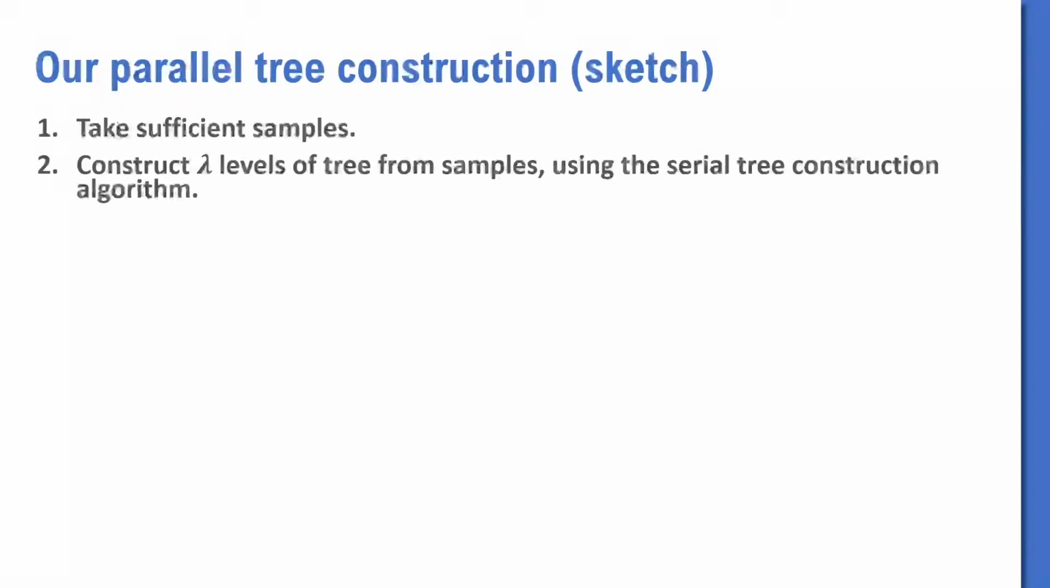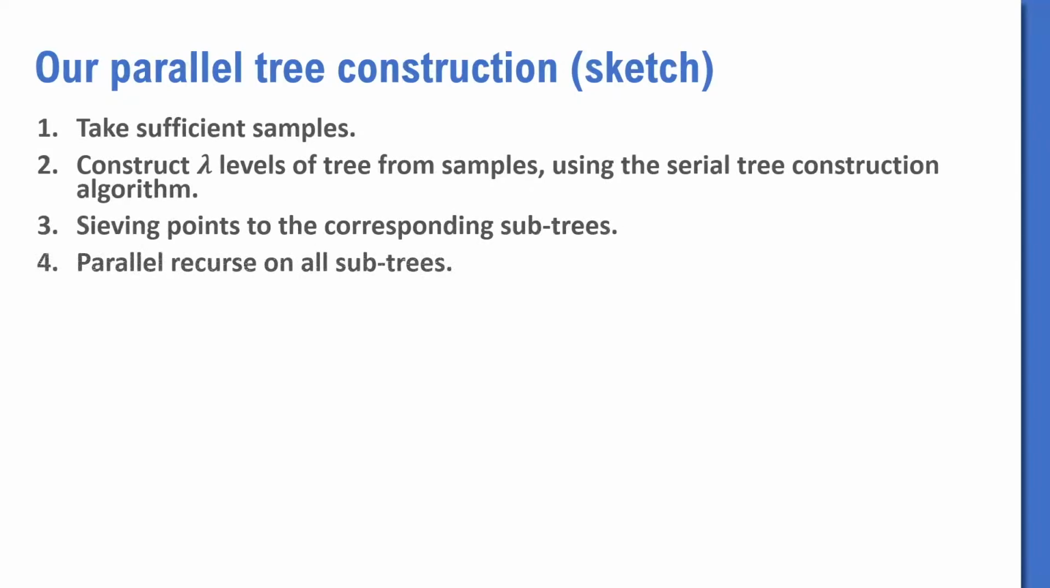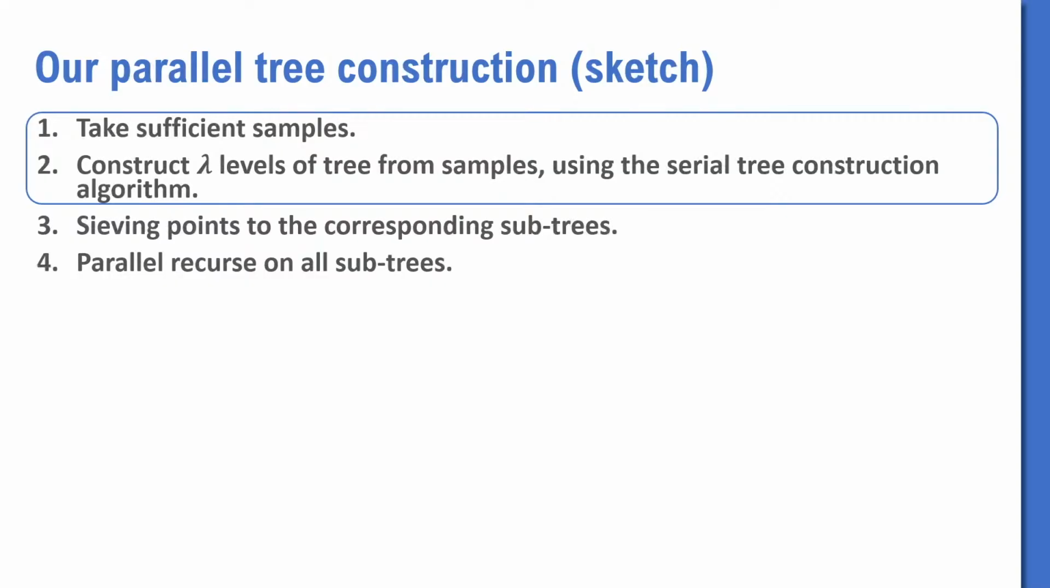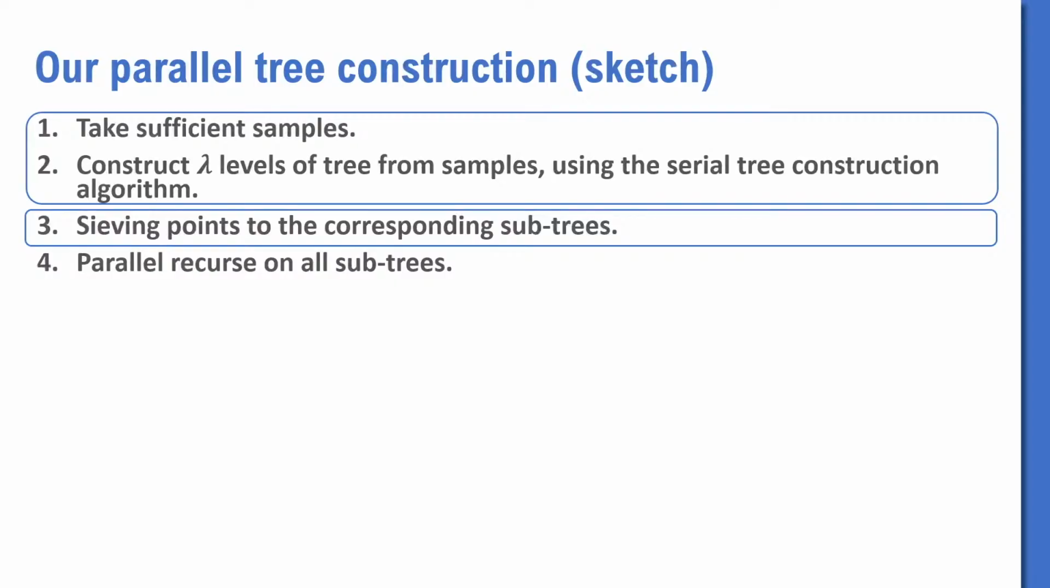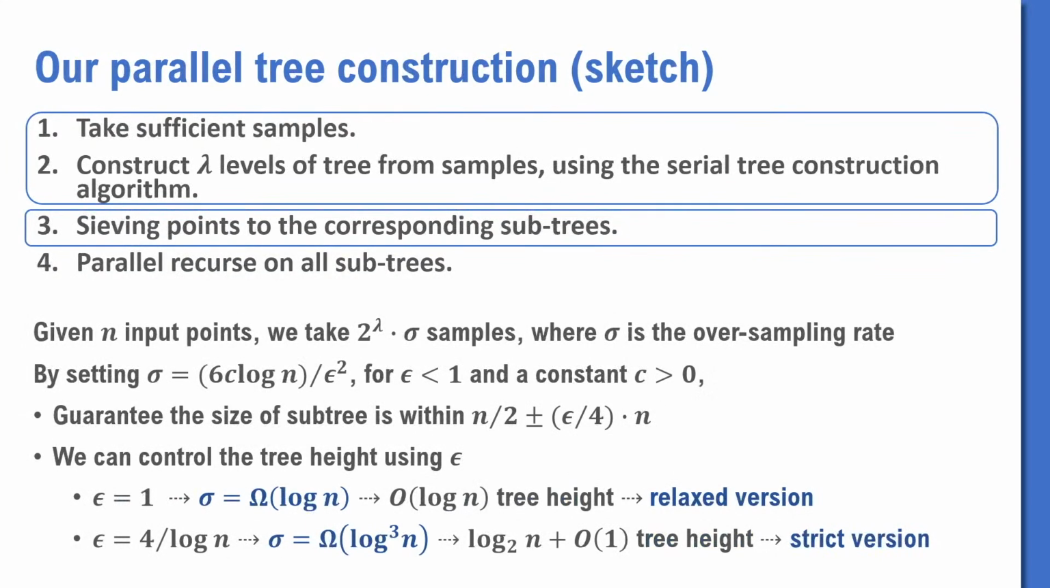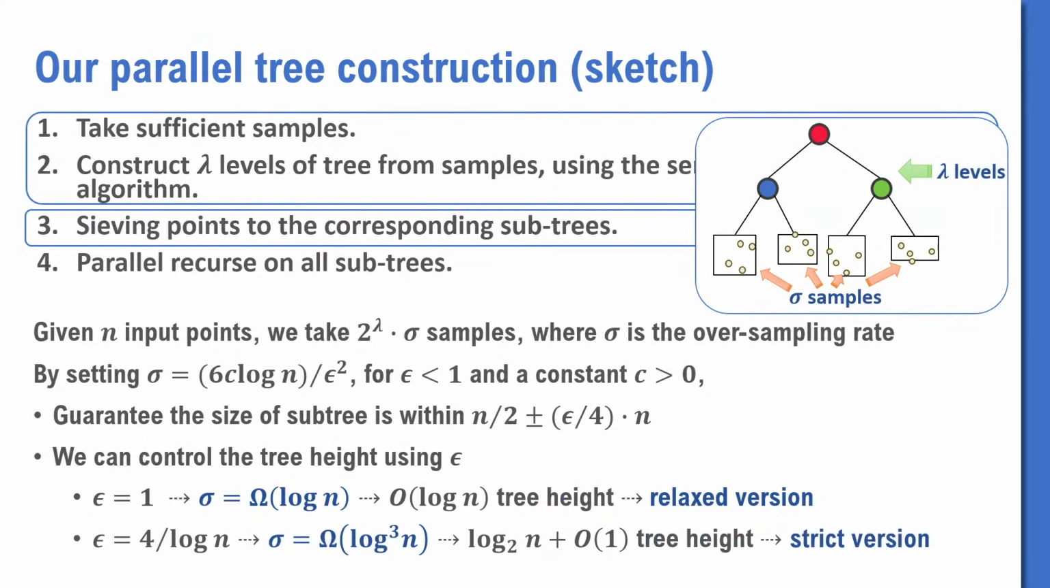With a little more technical detail, we take sufficient samples. We use these samples to build lambda levels, which we call building the treelet, and then we sieve the points into the subtrees and recurse. Since we have a theory audience, there is also some theory in our paper, but I'm not going to read it. I have an illustration here. Now you want to build lambda levels, so you have 2 to the lambda.